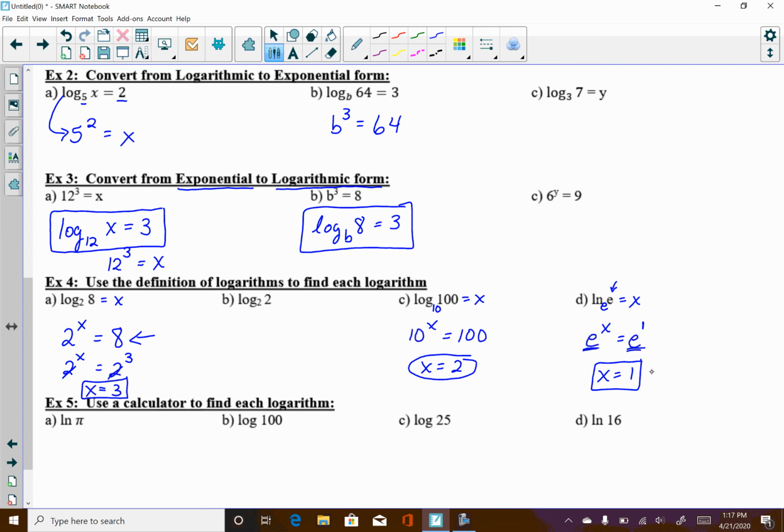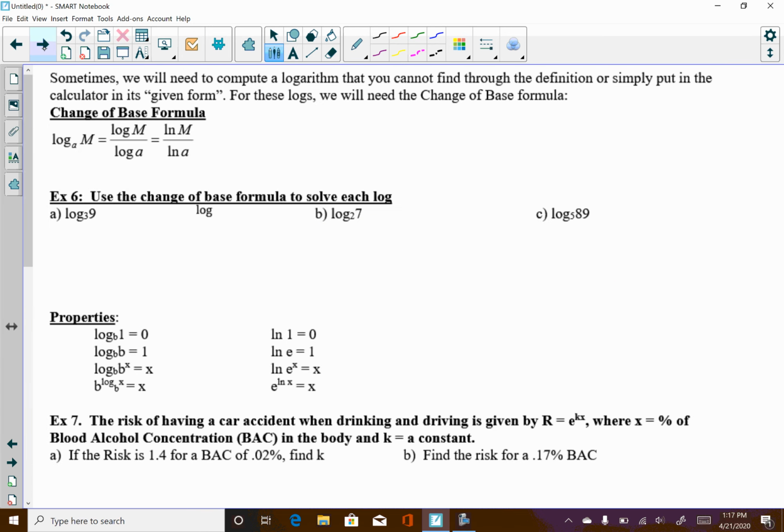Now in example 5, you're just throwing these in your calculator, so it would be as simple as typing in your calculator ln pi, log 100, log 25, and so on. It looks like on my solution key I rounded it to 2 decimal places. So I'm going to let you try that, and let me know if you need any calculator help, okay? I'm going to scoot on over to the next page.